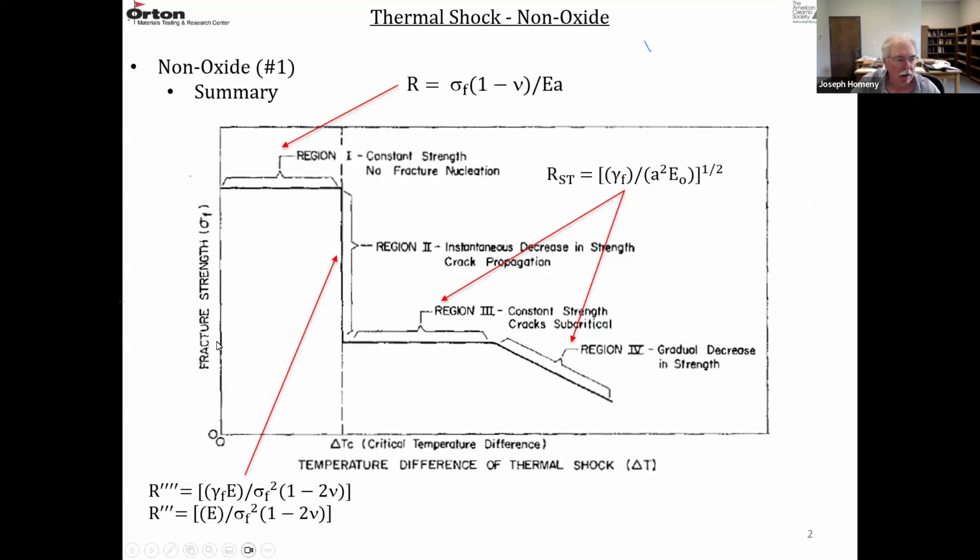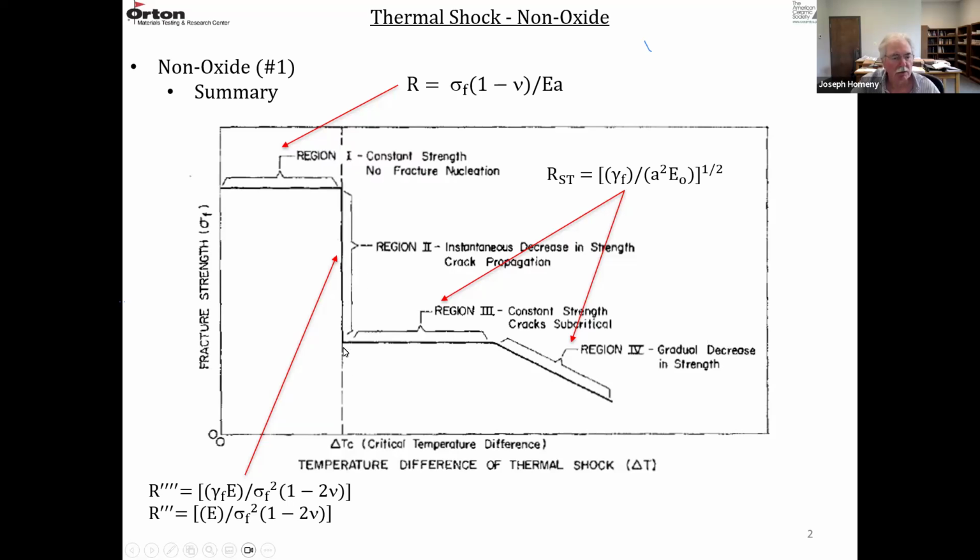So this is the slide that we've seen before, fracture strength versus delta T. And region 1, region 2, region 3, and region 4. Region 1 is a constant strength region. There's no fracture initiation. And the R parameter applies there. And R was the fracture strength times 1 minus the Poisson's ratio divided by the elastic modulus and the thermal expansion coefficient. And then region 2, there was a decrease in the strength.